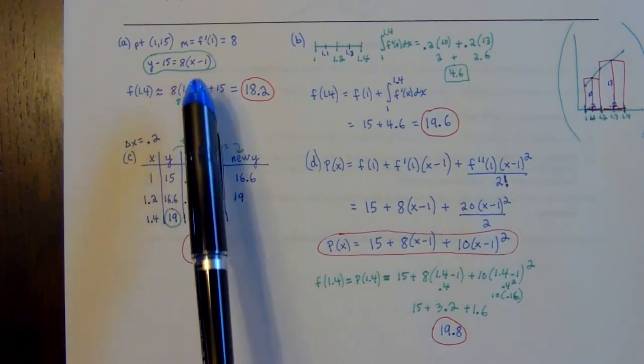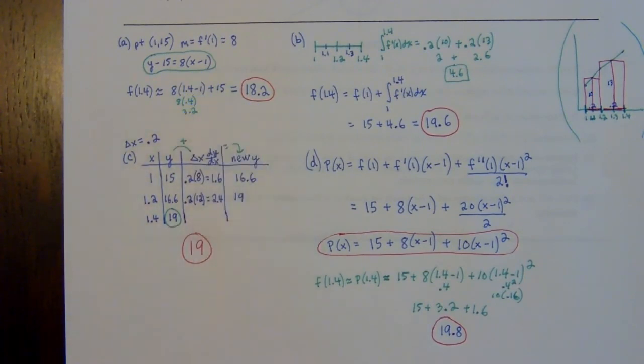And then it says use that to approximate f of 1.4. So just plug that in place for the x. Practice that without the calculator. You got your approximate y value right there. Because remember, around that point of tangency, that curve and the tangent line are very close to each other. So it's going to be a good approximation.